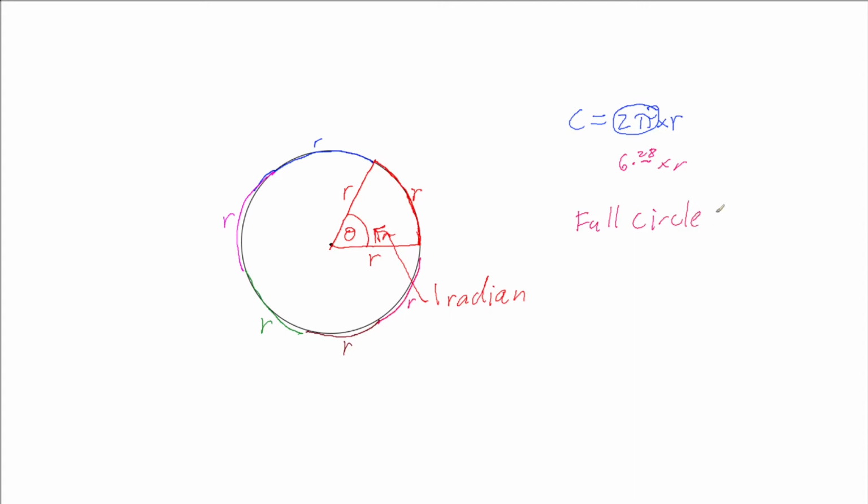But the important thing is that a full circle is actually equal to 2 pi radians, or a full rotation, we should really say. So a full circle is 2 pi radians. Now in degrees, we know a full rotation around a circle is 360 degrees.